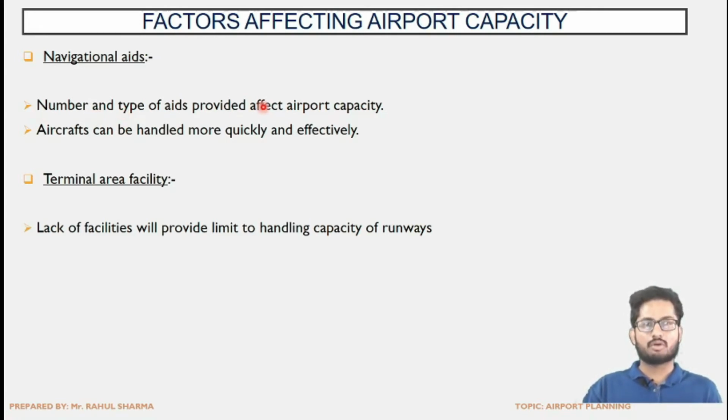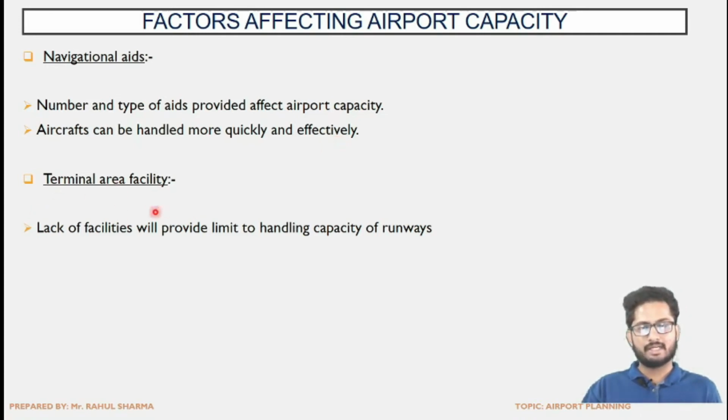If there is an airport which does not have any navigational aid, it would have lesser capacity as compared to an airport which has a higher number of navigational aids. So that is a point. Aircraft can be handled more quickly and effectively where navigational aids are provided, because it makes the process much simpler at the time of landing or takeoff.